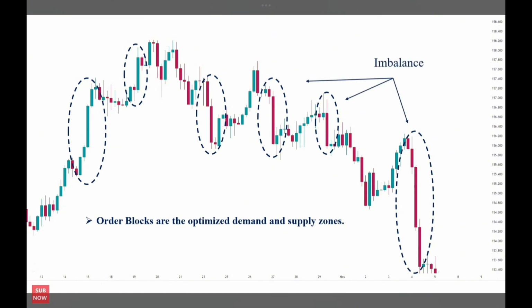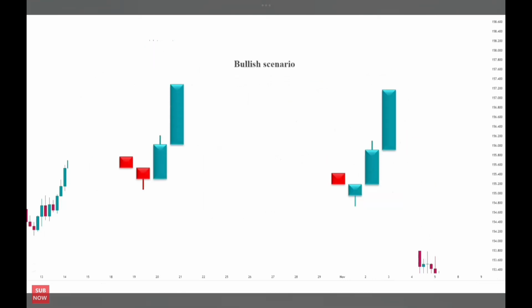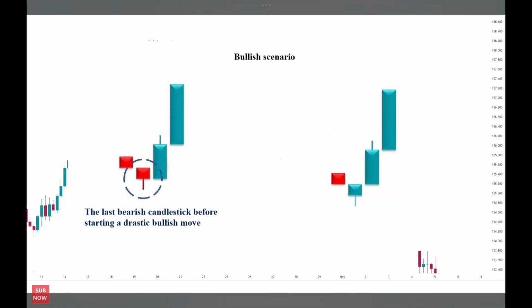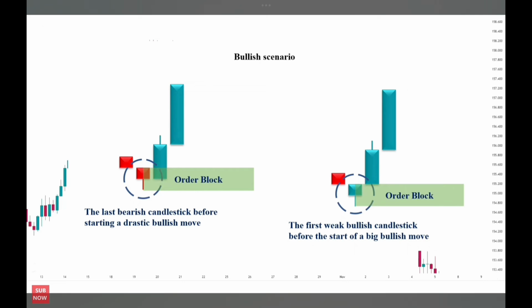Let me show you how we identify the order blocks. In the bullish scenario, the last bearish candlestick before the start of a heavy bullish move is identified as the order block zone. Or the first weak bullish candlestick before the big move. The same concept applies to the bearish scenario.